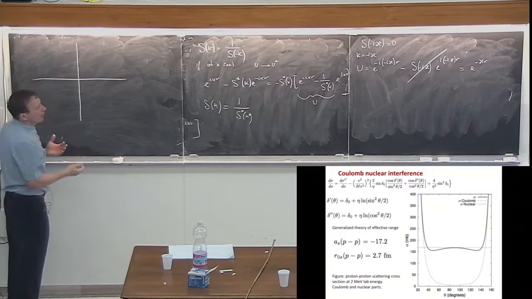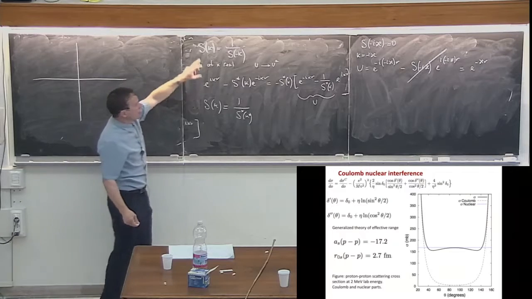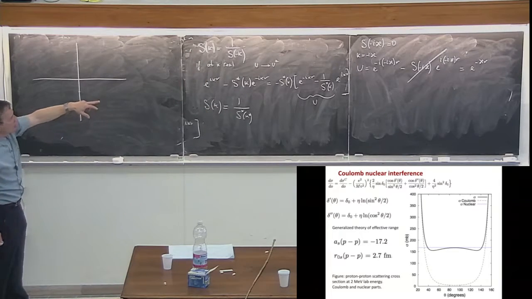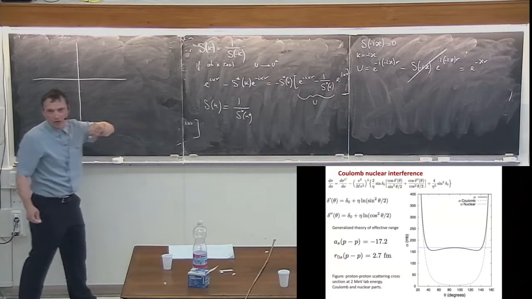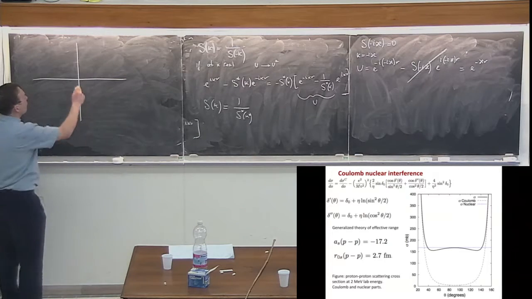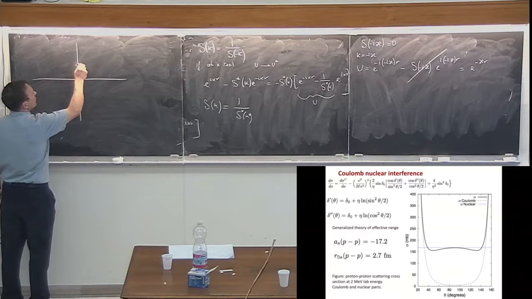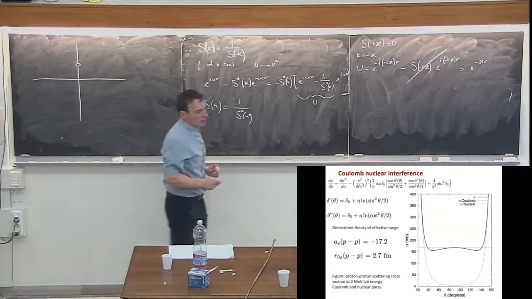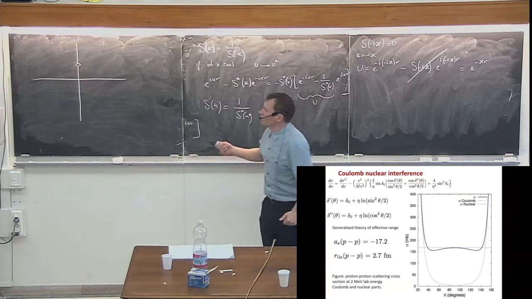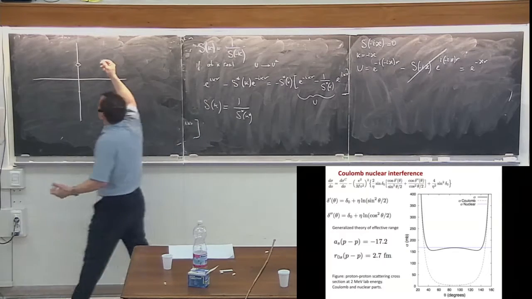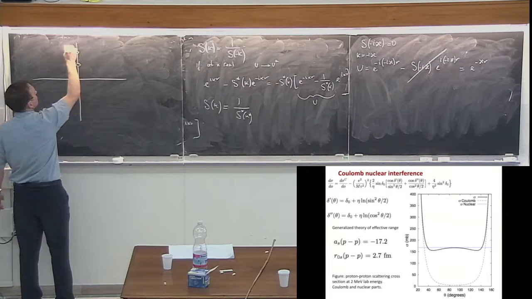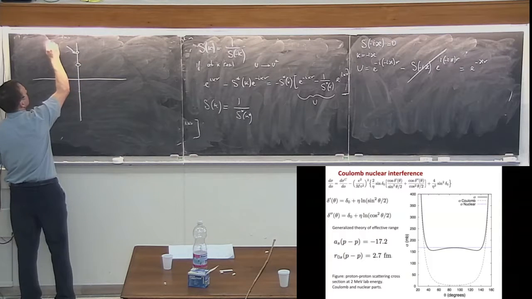Because of symmetry, if I change to minus, it's 1 over S. So there is a pole, and the pole I'm going to denote with this open circle. So it's symmetrically upwards. Then I have a pole on the upper plane, and that corresponds to a bound state. I can have many bound states; in that case, I would have more poles. It doesn't matter. So this is a bound state.